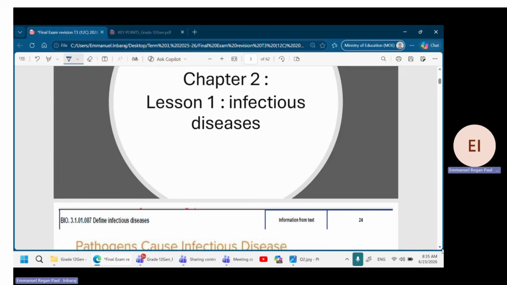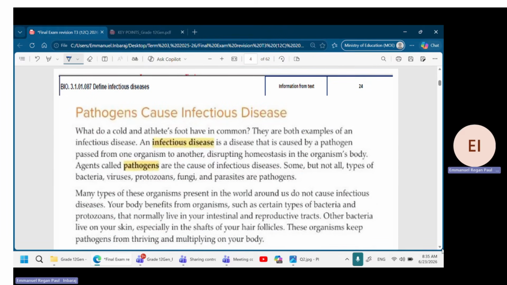So here we go with infectious disease. Now I want you to turn to page number 24 in your textbook. On this page they will ask you a question on the definition of infectious disease, or on the definition of pathogens. So what is an infectious disease? An infectious disease is a disease that is caused by a pathogen.